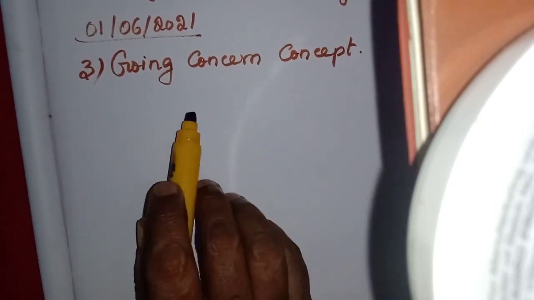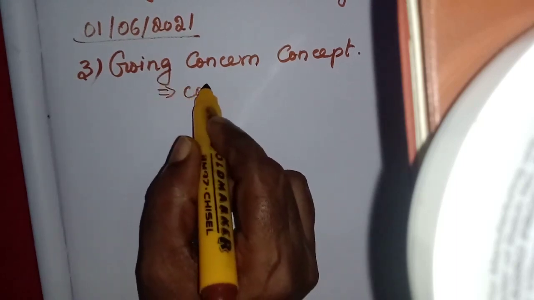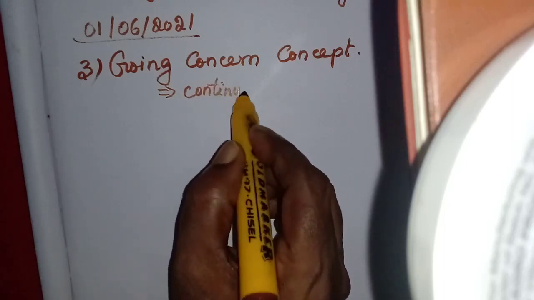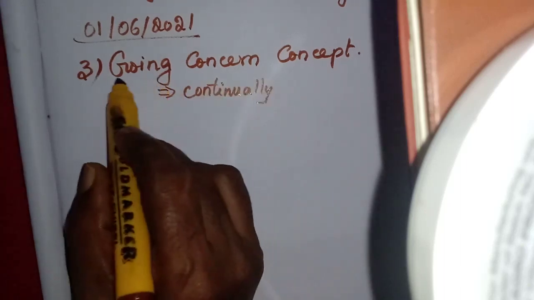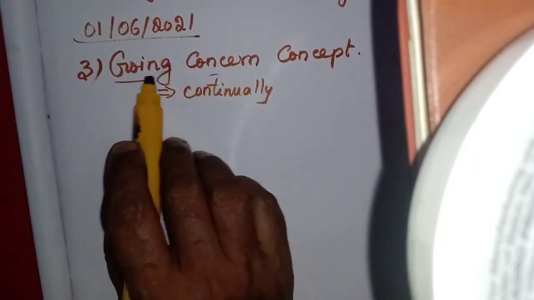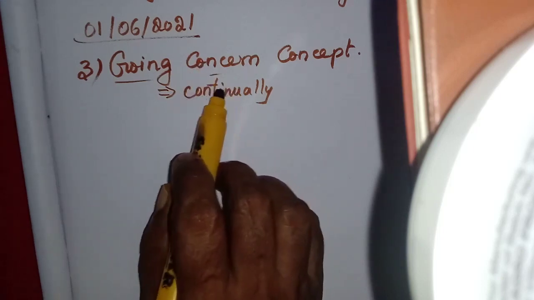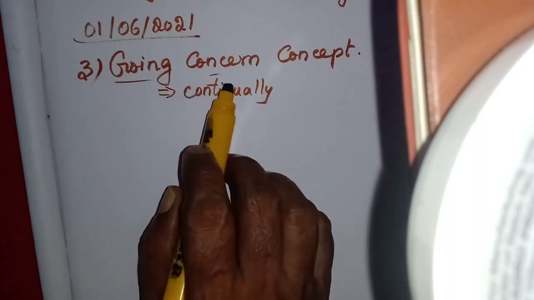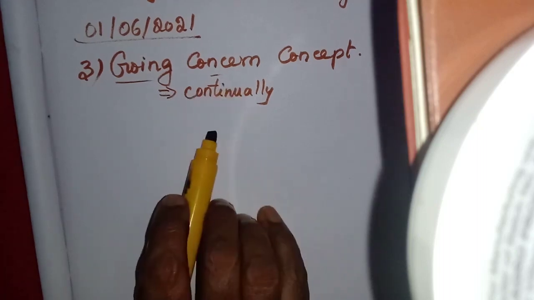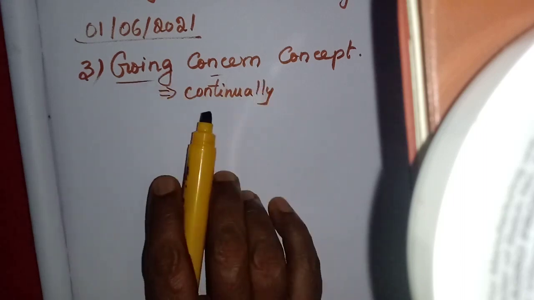Here in this concept we assume that the business will be going on continuously, it will be running for a long period of time. Going concern, it is an ongoing process. It is not for 1 year, 2 years, we are not going to close the business. It will be continuously running for a foreseeable future. That means maybe for 10 years, 15 years it will be going on.